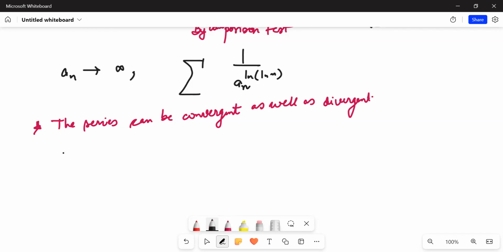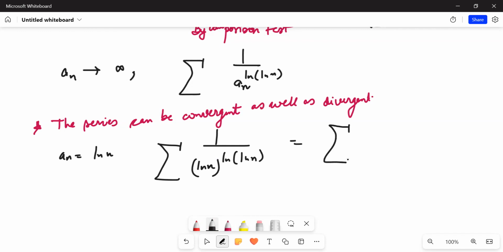Okay, for instance, just take an to be ln n. And I showed you initially in one of the questions how to do this question, ln n raised to power ln of ln n. So what I do in this question, I will do this as 1 upon e raised to power ln of ln n times ln of ln n.